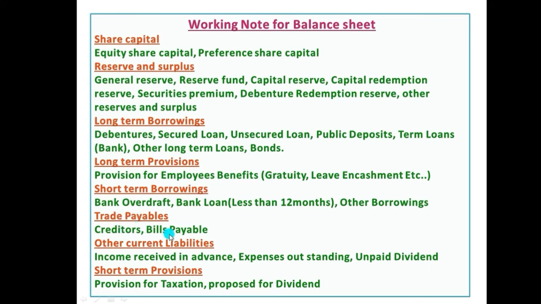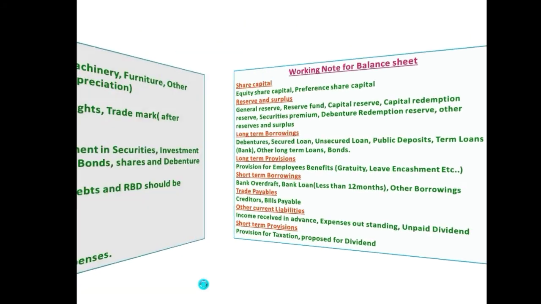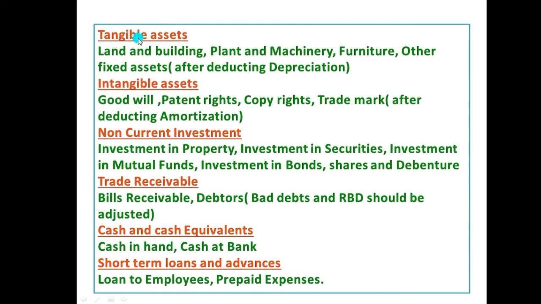Trade payable: creditors and bills payable, we need to add these amounts and record them under the trade payable heading in the balance sheet. Other current liabilities: income received in advance, expenses outstanding, unpaid dividend, etc. So we should record here and make a total. The total amount we should record under other current liabilities. Next is short-term provisions, which is provided by the company as a provision for less than 12 months. We need to open a working note and record items like provision for taxation, proposed dividend, etc. The total amount we should record in the balance sheet. Next is assets, tangible assets.